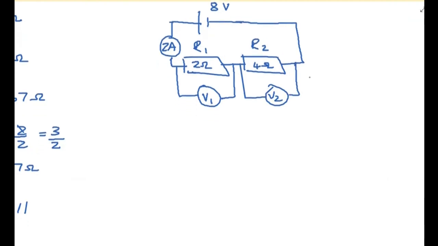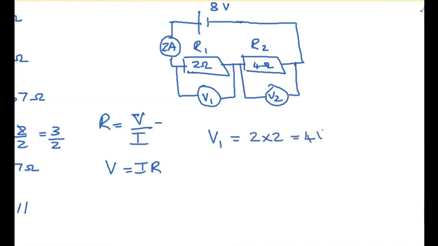I'm going to say, if I was given that information and I wanted to calculate V1 and V2, very simply, I can apply Ohm's law. And if I apply Ohm's law, I can say, okay, on your data sheet, R is V over I. So it means that V is then I times R. Okay, so if I look at V1, 2 amps is flowing through the 2 ohm resistor. So V1 is going to be 2 times 2, which is 4 volts.